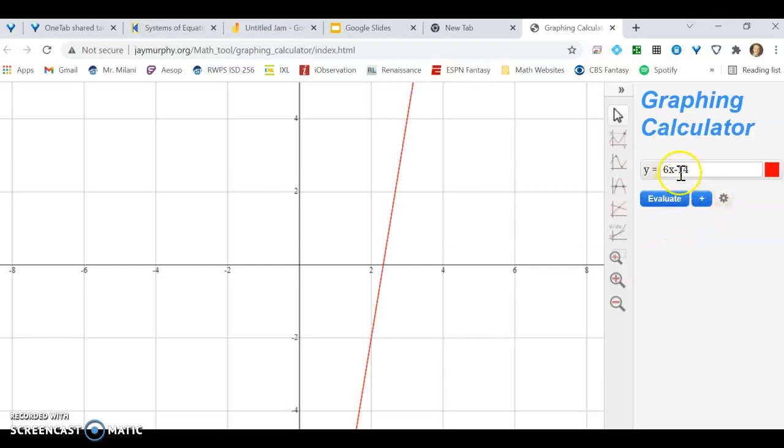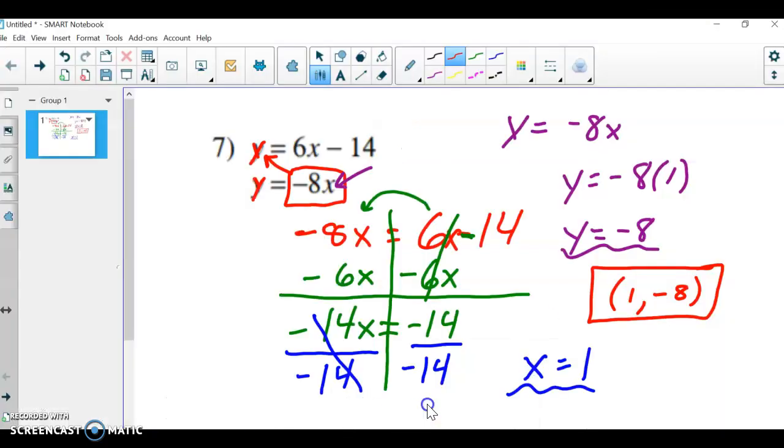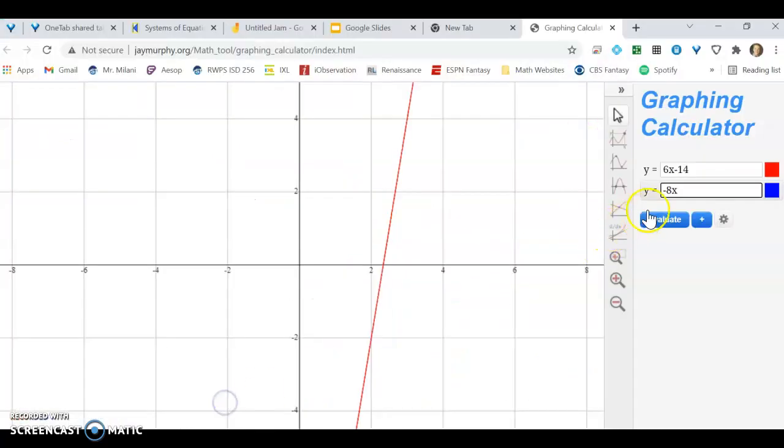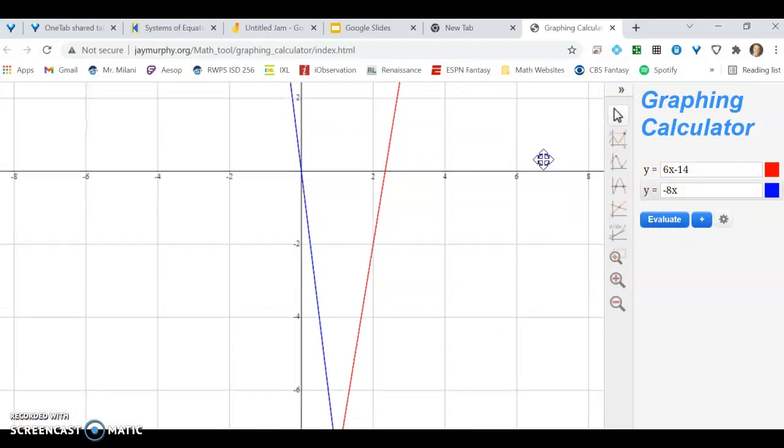And then we want a second line on there. So right now there's only the one line sitting in red. We're going to click the little plus sign here. That's going to add another line for us. And if we recall, that was y equals negative 8x. So y equals negative 8x. Remember, to get it to show up, we hit evaluate. And those two are on the graph now.